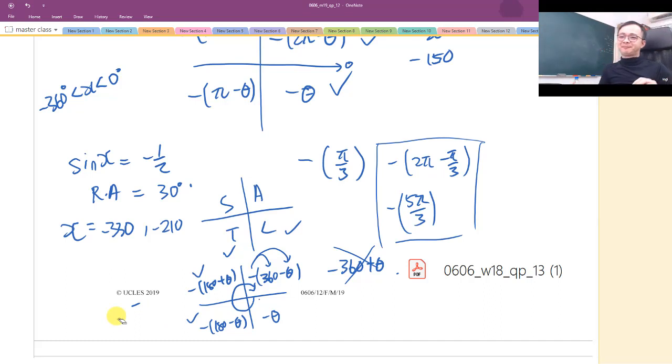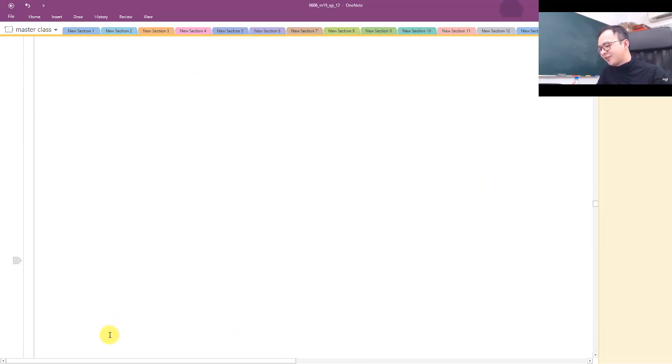Alright, so what time is it now? 11:30. Can you review the tangent graph quickly? Yeah, the student asked about the tangent graph just now. The tangent graph is very easy.